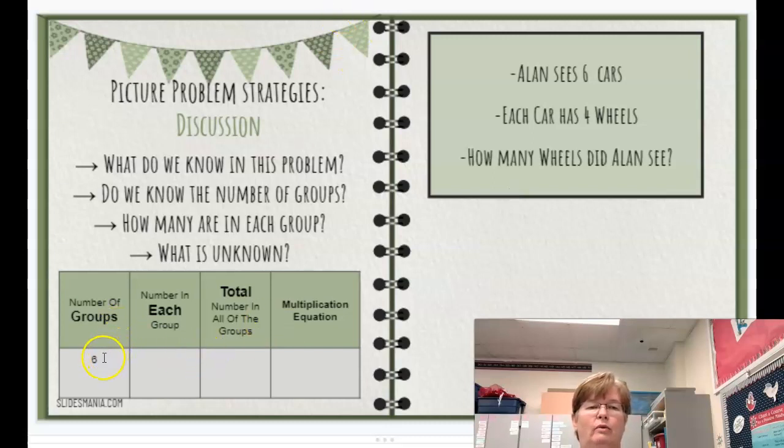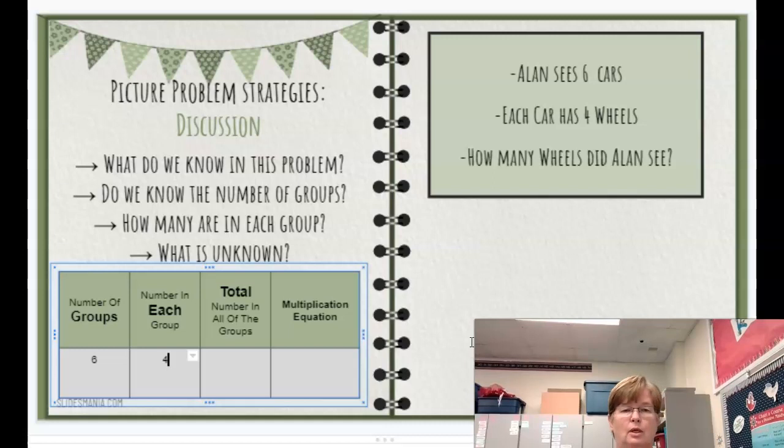Okay, so we've already gotten the number of groups filled in for us. Alan saw 6 cars, so that's how many groups he has. Each car had 4 wheels, so we're going to fill that in. We don't know the total number, but this time let's add 4 6 times. That's repeated addition.